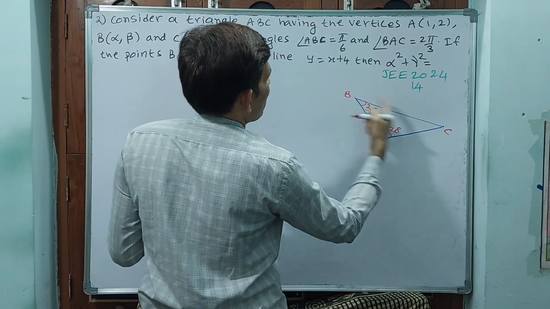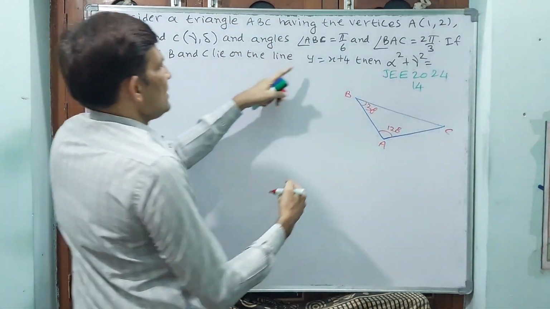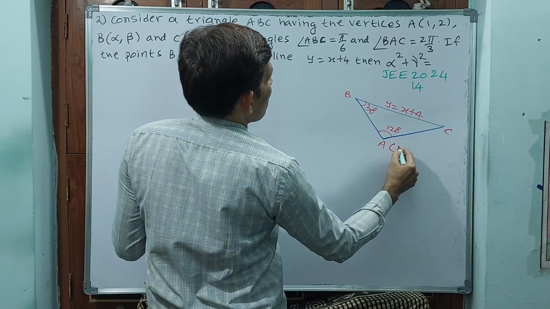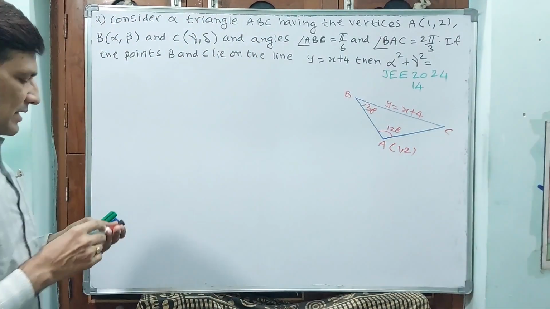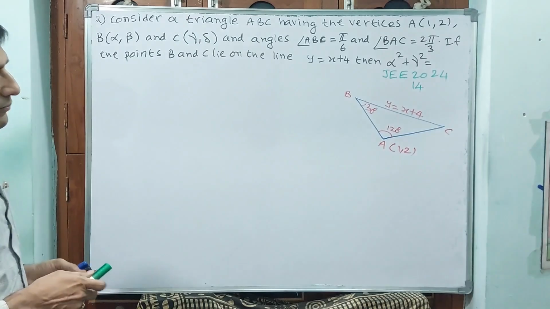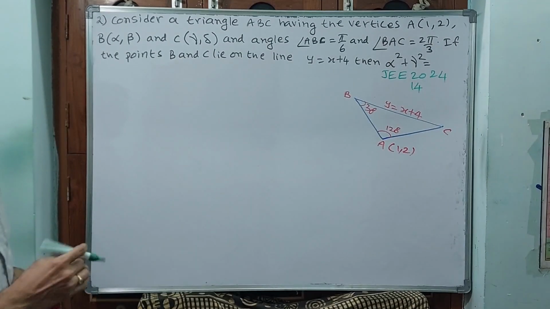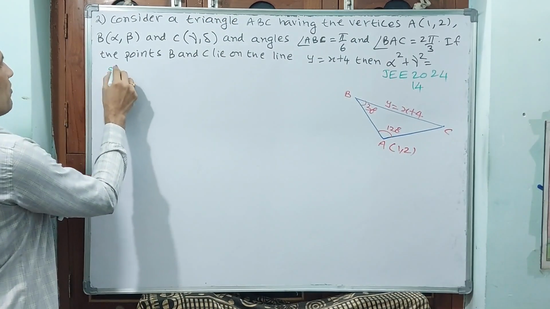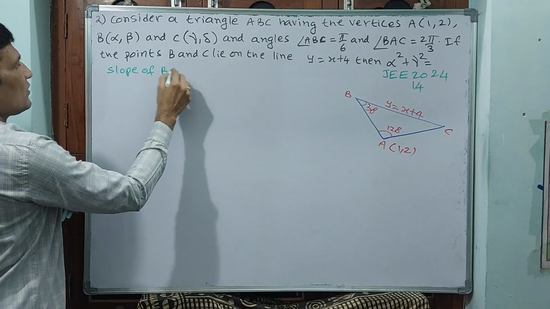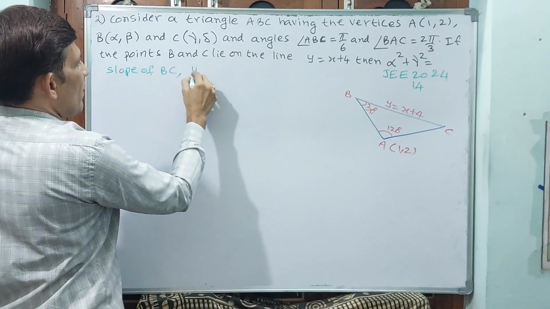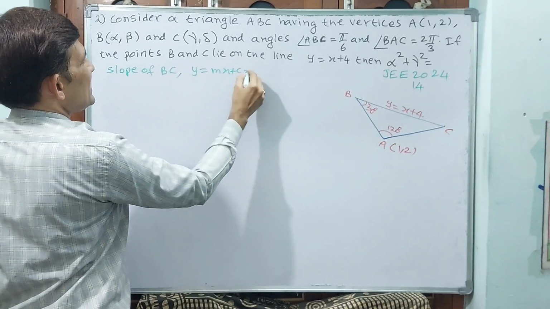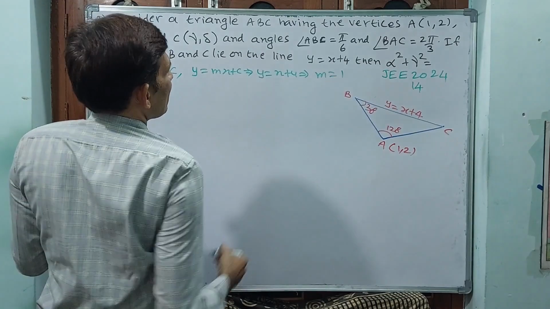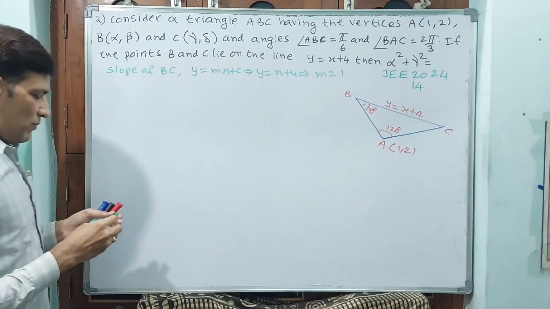But this equation they have given, the BC equation. BC is y is equal to x plus 4. A point also they have given, 1, 2. Whatever data they have given, I have written. Now step by step I will proceed. First of all, let me find the slope of BC. Slope of BC: y is equal to mx plus c implies y is equal to x plus 4 implies m is equal to 1. Okay, slope I have got.